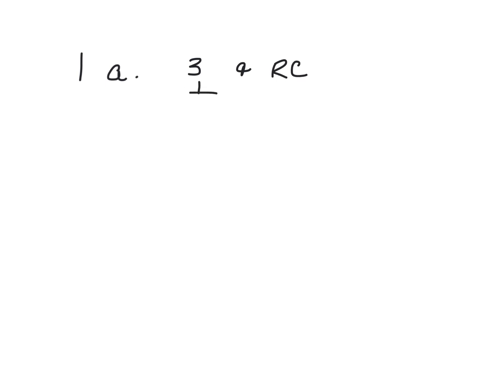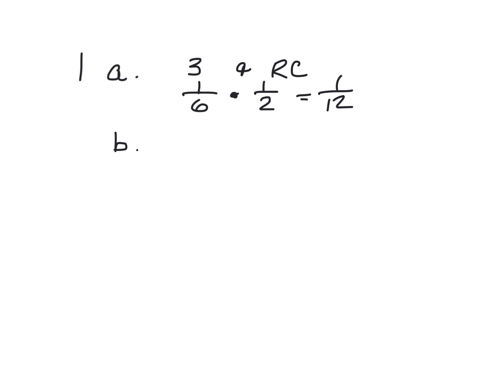Probability of rolling a 3 on a die is 1 out of 6. A red card in a 52-card deck is 26 out of 52, which is a half of them if we reduce that. We're going to multiply them because it's and, so it'll be 1/12.